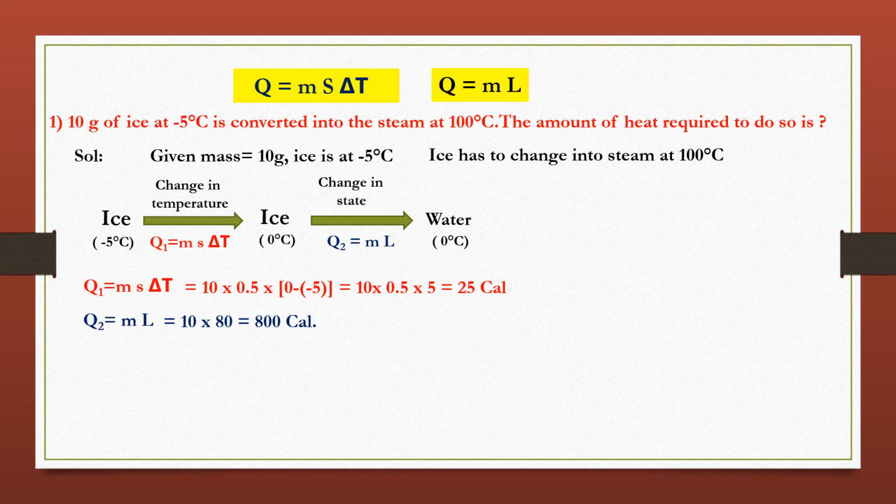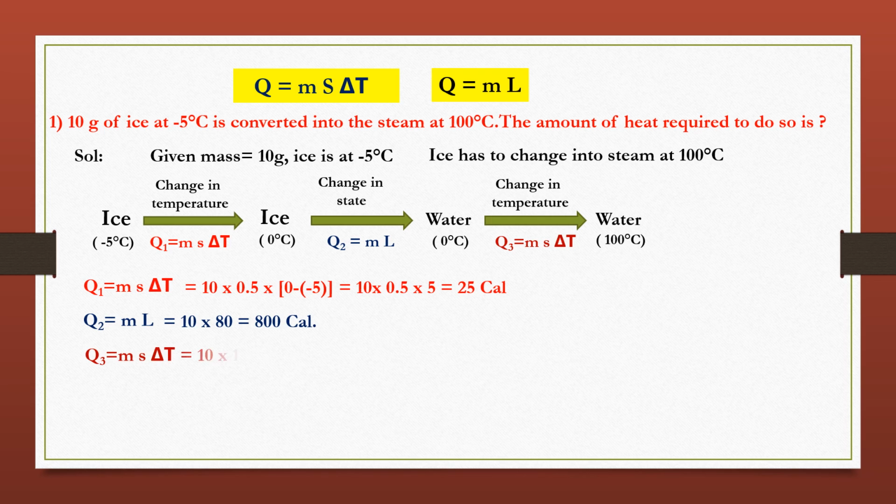On further heating, water at 0 degrees Celsius is converted to water at 100 degrees Celsius. Again we see there is change in temperature. So if there is change in temperature, we have to use the formula Q is equal to ms delta T, where m is mass, s means specific heat of water and delta T means rise in temperature. So substitute the values in the given formula, then you will get 1000 calories.